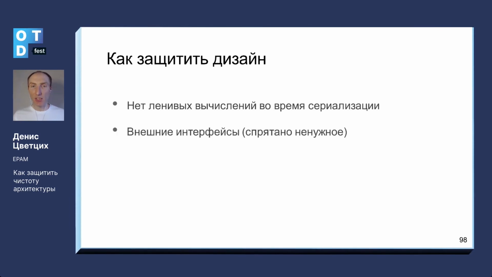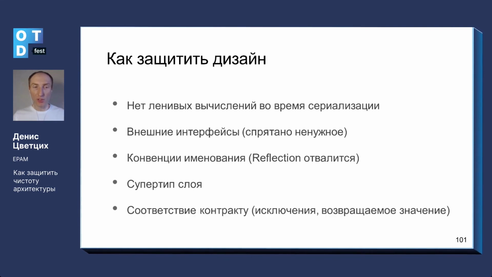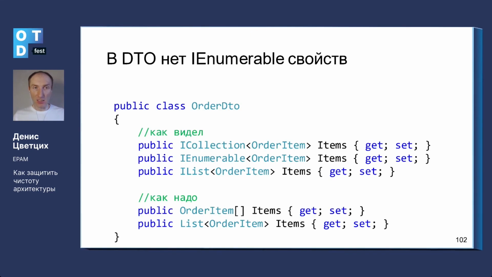What are the methods to protect design? There are no bad calculations during the serialization. This is the first thing. There are external interfaces, there are conventions and namings, and we also work with a layer supertype, and we also need to comply with a contract. Let's look at all those cases.